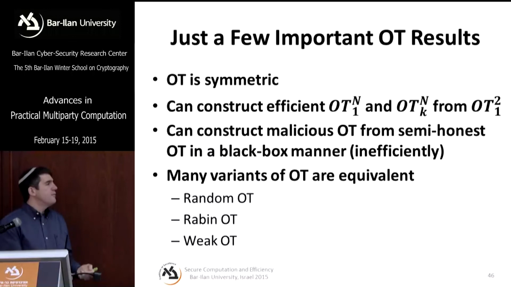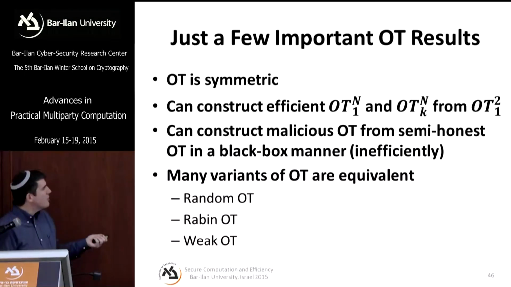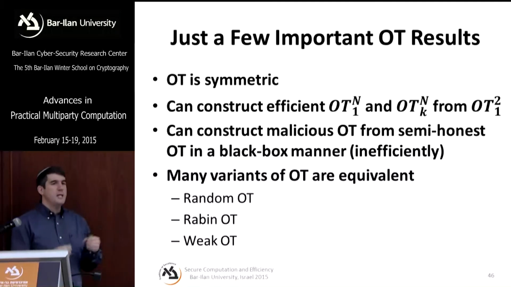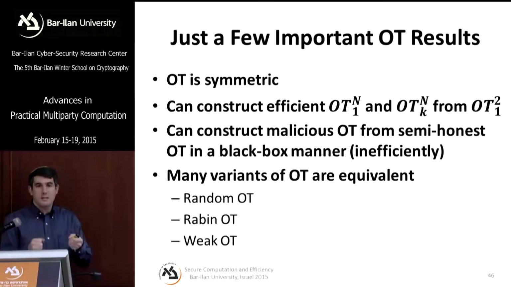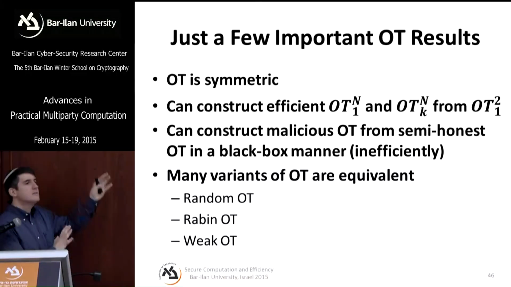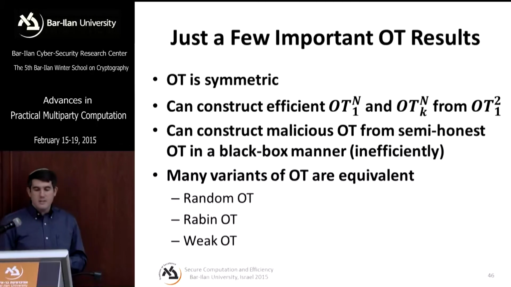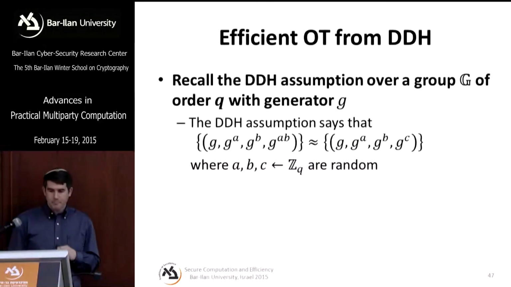If you're given OT for semi-honest adversaries in a black box way, you can get malicious security for OT, but not efficiently. And there are many variants like random OT, which is where the inputs of both sides are random and not necessarily given, Rabin OT, weak OT, which all turn out to be equivalent. So there's a lot to study here also in terms of the theoretical foundations of oblivious transfer. We'll actually talk about random OT later on today. Or tomorrow, actually. Tomorrow I'll talk about it, not today.